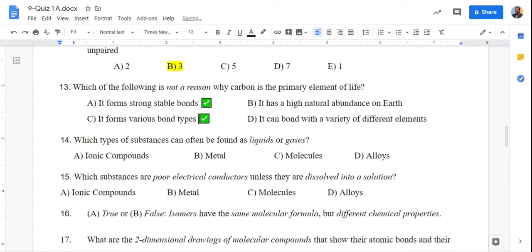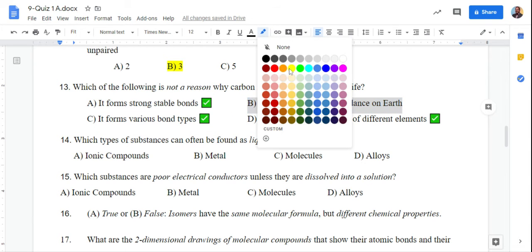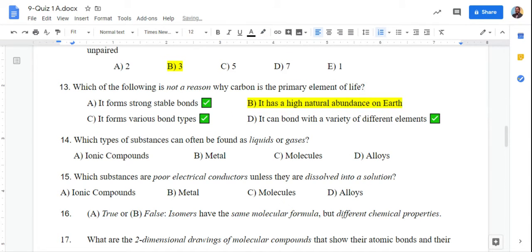It's versatile in that it can have single and double and triple bonds, and it can bond to a number of different atoms. But what we never said was that there was a whole bunch of it. In fact, I pointed out on a chart in the room that in terms of the Earth's composition, it makes up less than 1% of all the elements in the Earth's crust.